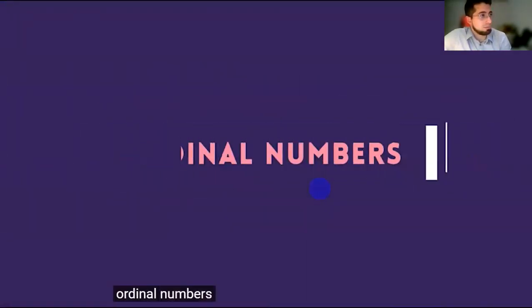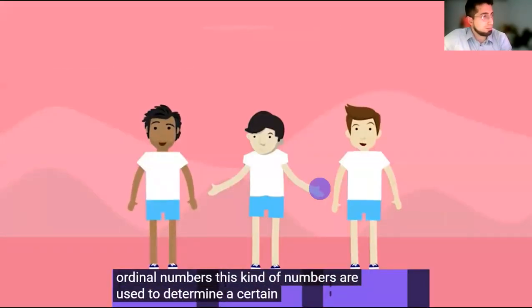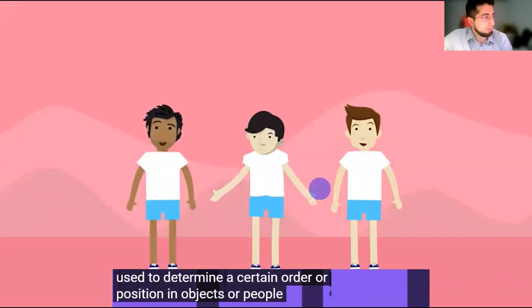Ordinal numbers. This kind of numbers are used to determine a certain order or position in objects or people.